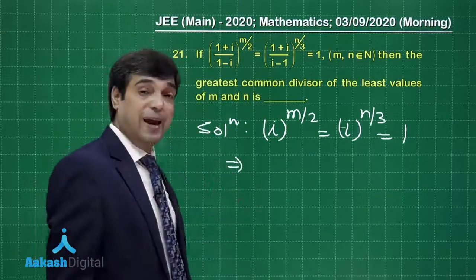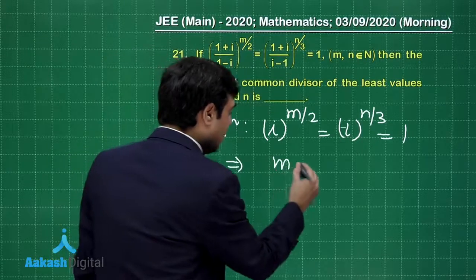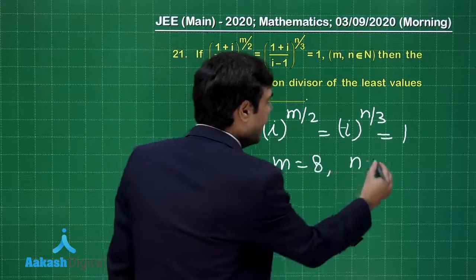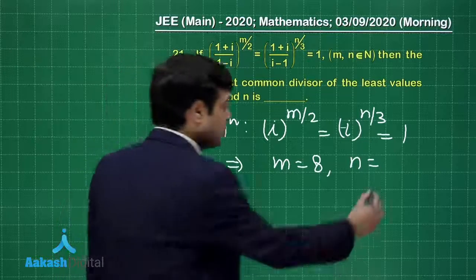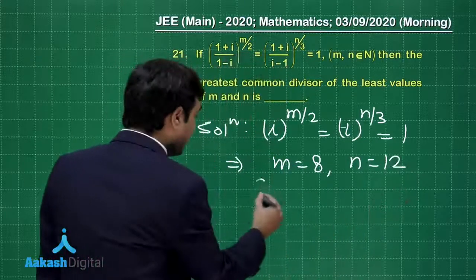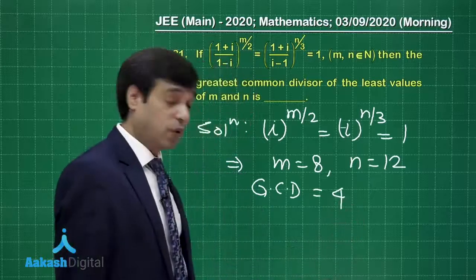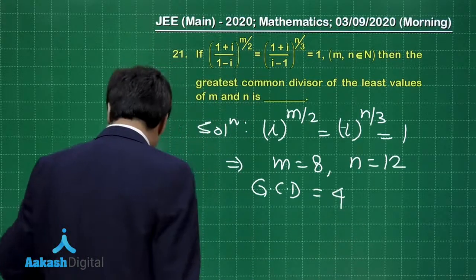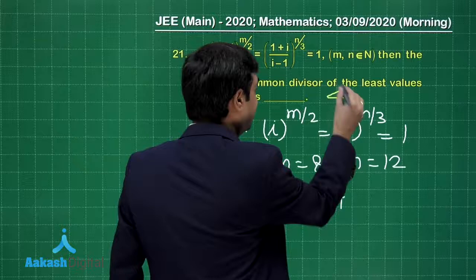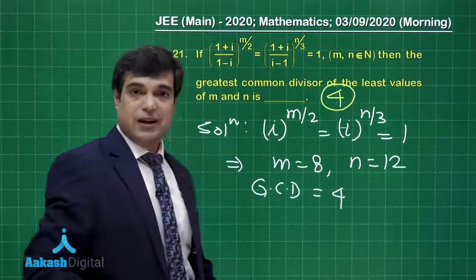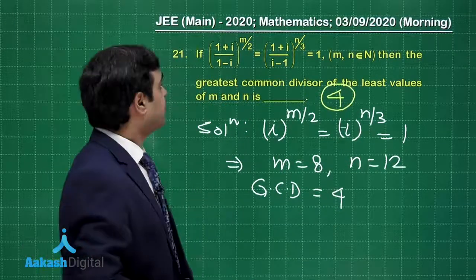Least value of m can be 8, least value of n is 12. So greatest common divisor of these two values is 4. So what's the final result over here? Yes, the correct answer for this question is 4. Let's consider the next one.